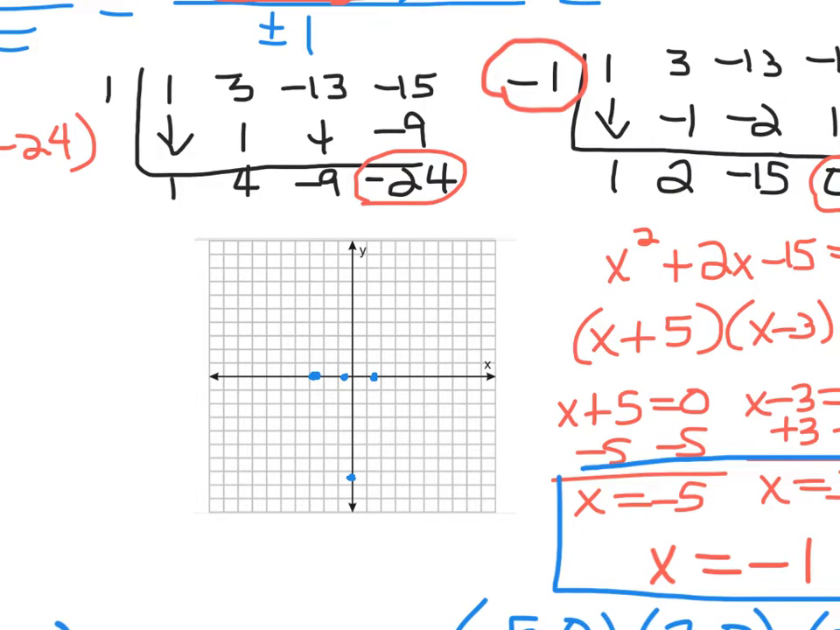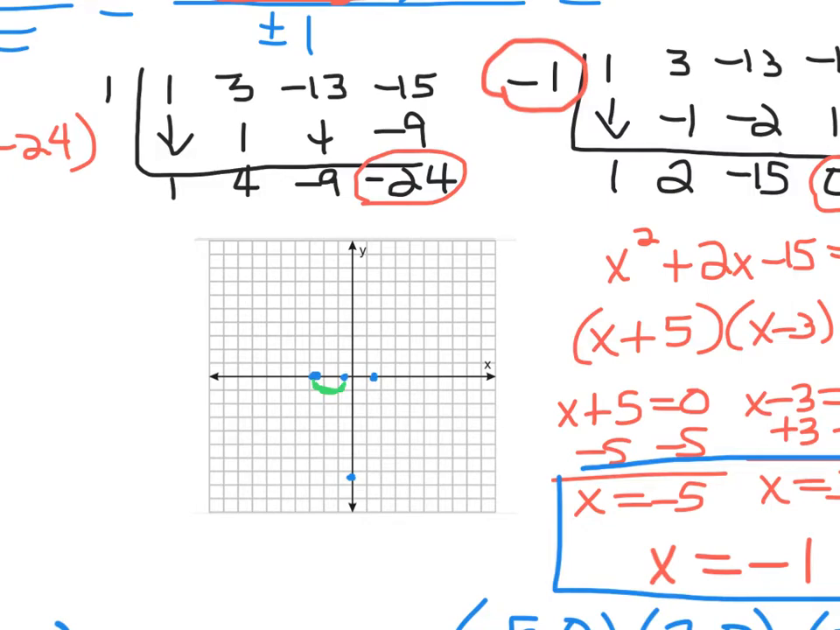So now what I need to do is find additional points in between each of my zeros. So I need to find an additional point in between here, which is negative 5 and positive 1.